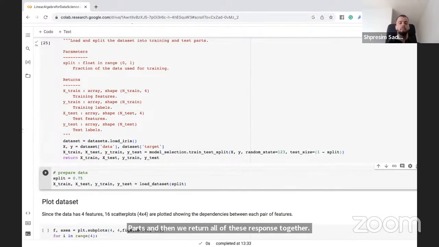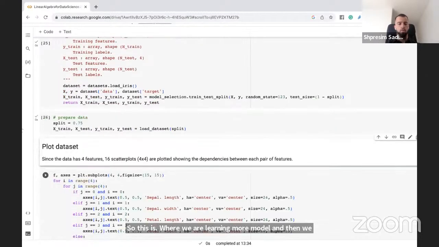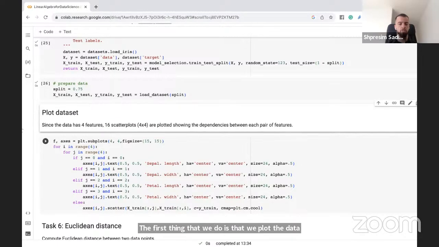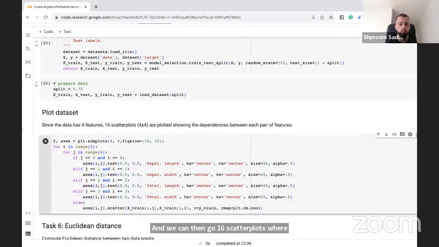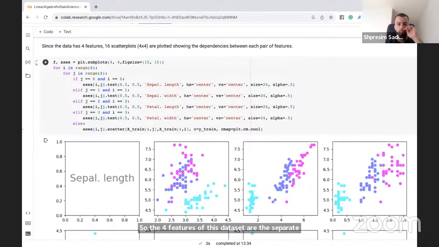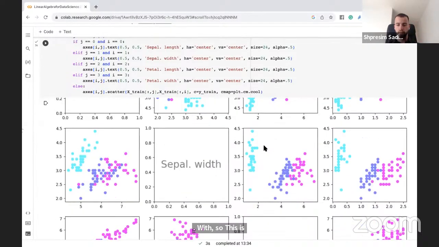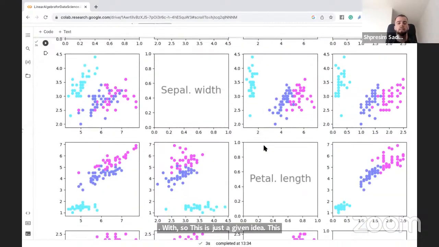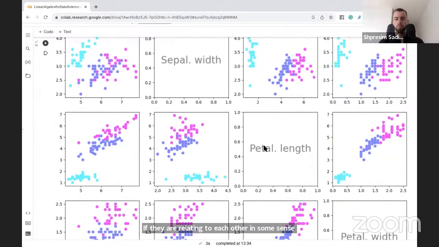We want to do this split in such a way that we keep 75% of the data set for training. So this is where we are learning our model, and then we are testing on the remaining 25%. The first thing that we do is plot the data set. This data set has 4 features, and we can then do 16 scatter plots where we show dependencies between each of the features. The 4 features are the sepal length, sepal width, petal length, and petal width. Whenever you have some data set, the first thing that you do is scatter plots of each of the features, to see if they are related to each other in some sense. Because if they are highly correlated with each other, then they might be fighting for significance, so you might want to remove some of the features in your studies.